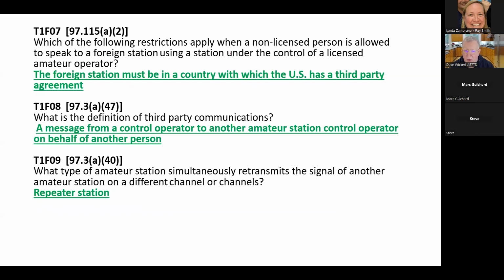Who can you talk to in another country? If you're talking to another station in another country, and the person that you're talking to is not a licensed individual in that country, then that country must be listed on a list that the United States has for third-party communications. You can go to the ARRL, and they have a long list of countries that have third-party agreements, where you're allowed to talk to unlicensed individuals in that country.